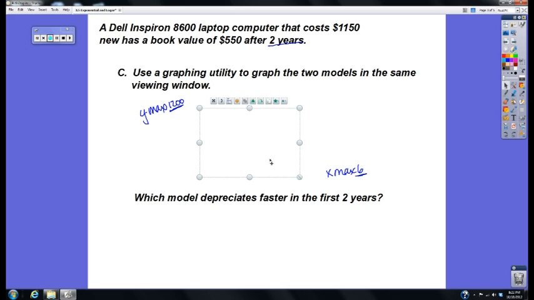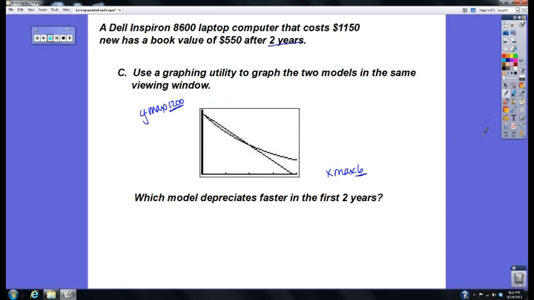So I have the graph on here already for you. There's the graphs. There's your graphing utilities. They both started up here at $1,150 and they both come down. Hopefully it's not too hard to figure out which is the linear and which was the exponential. Obviously the linear is the straight one and the exponential is the curved one.